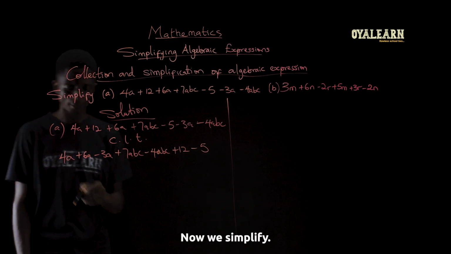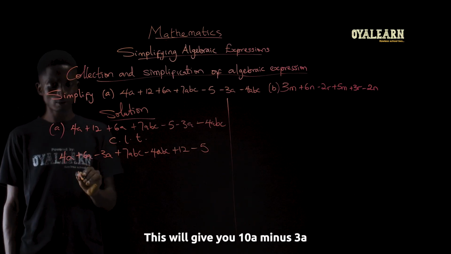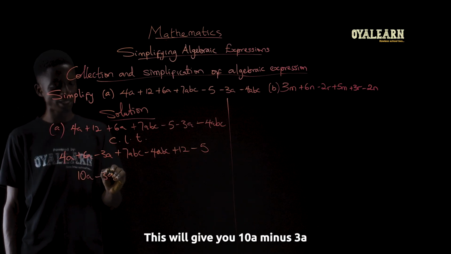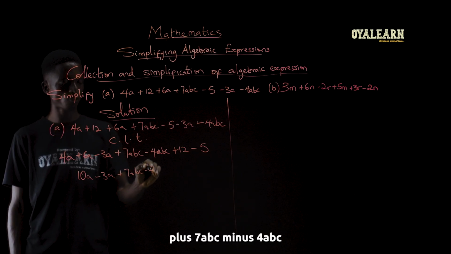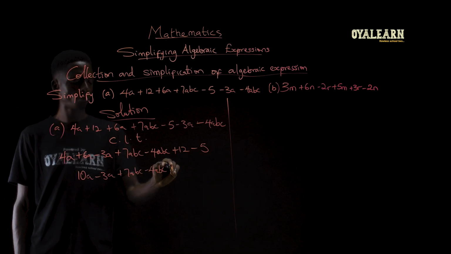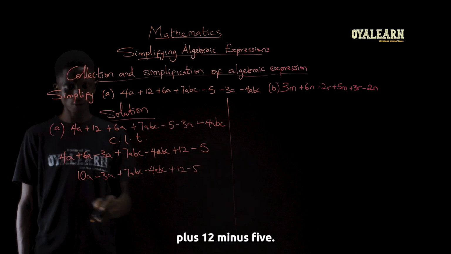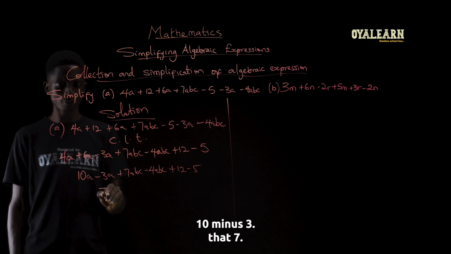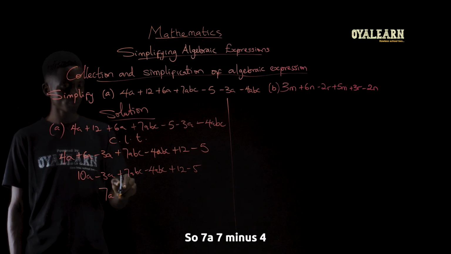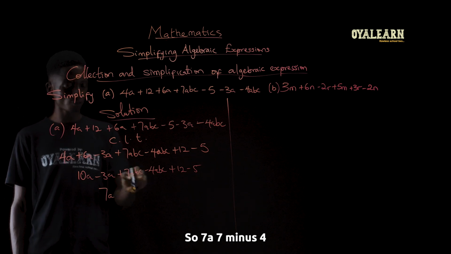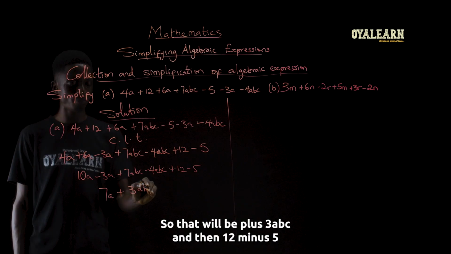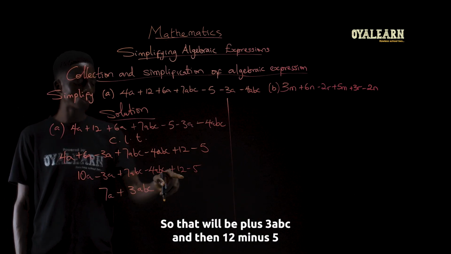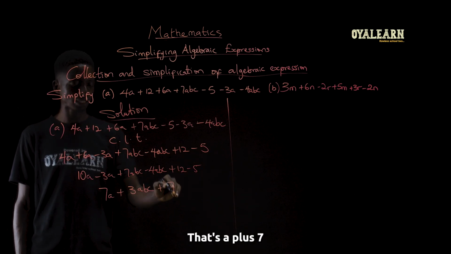Now we simplify. This will give you 10a minus 3a plus 7abc minus 4abc plus 12 minus 5. 10 minus 3, that's 7, so 7a. 7 minus 4, that's a positive answer, so that will be plus 3abc. And then 12 minus 5, that's plus 7.